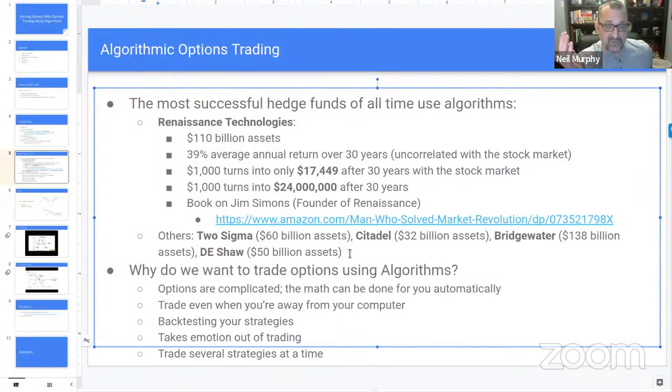So why do we want to trade options using algorithms? Well, options are complicated. Of all the asset classes that we have, I think they're the most complicated. I can't sugarcoat it at all. You can trade stocks and Forex and even cryptos. They're a bit more simple because of the nature of options being contracts with finite dates and everything. So trying to trade options by yourself without a system, you can get bogged down in that complexity.